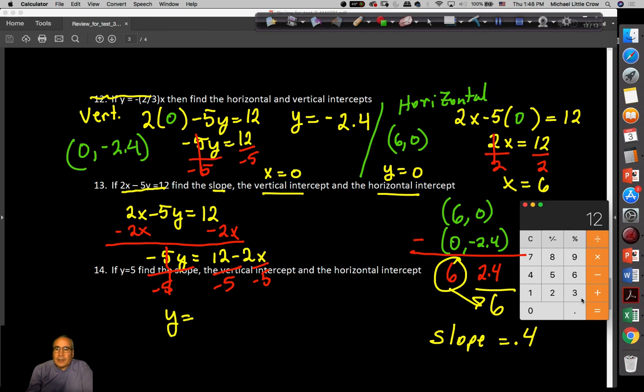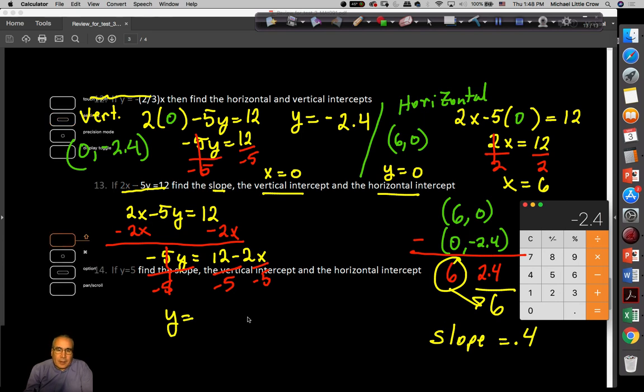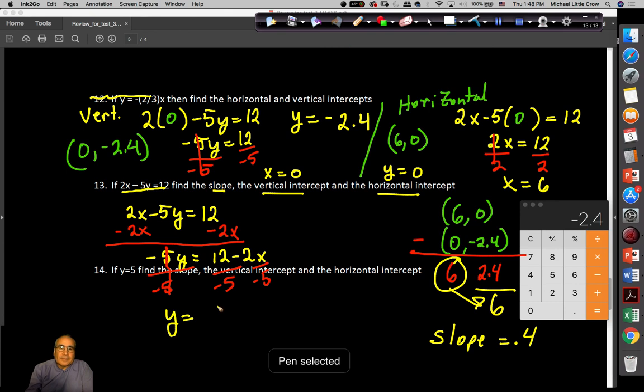12 divided by negative 5 gives us negative 2.4. And then negative 2 divided by negative 5 is going to be a positive. 2 divided by 5 is 0.4. Let me do that for you here so that you can see it. 2 divided by 5 is 0.4.